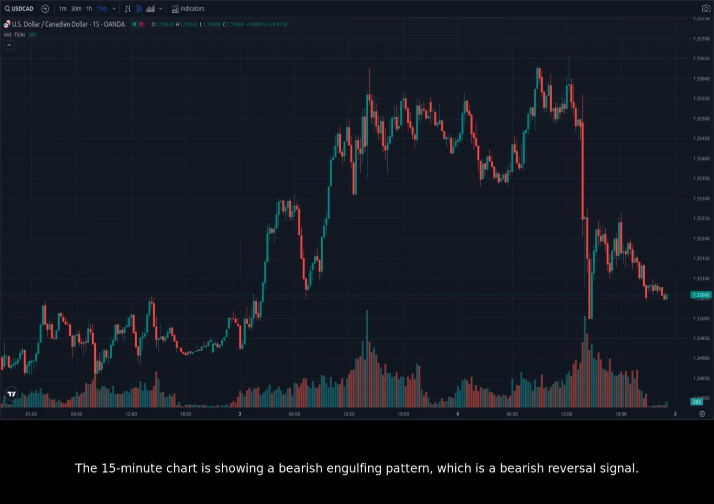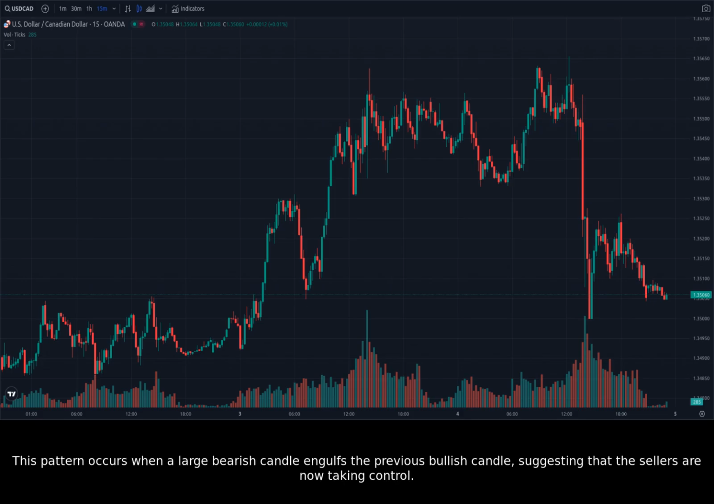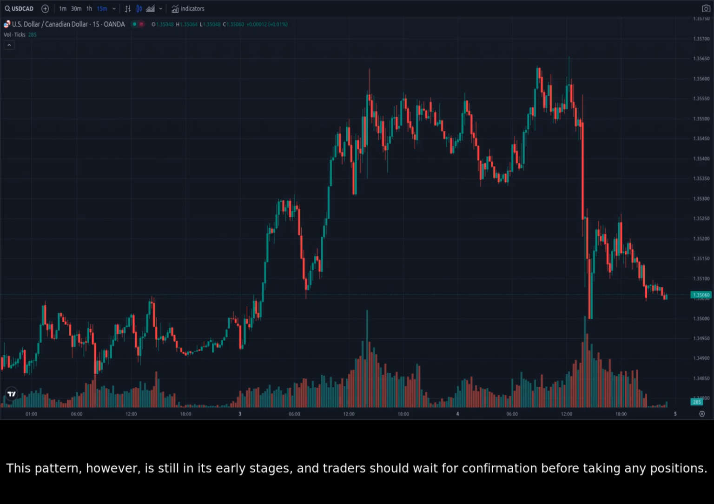The 15-minute chart is showing a bearish engulfing pattern, which is a bearish reversal signal. This pattern occurs when a large bearish candle engulfs the previous bullish candle, suggesting that the sellers are now taking control. This pattern, however, is still in its early stages, and traders should wait for confirmation before taking any positions.